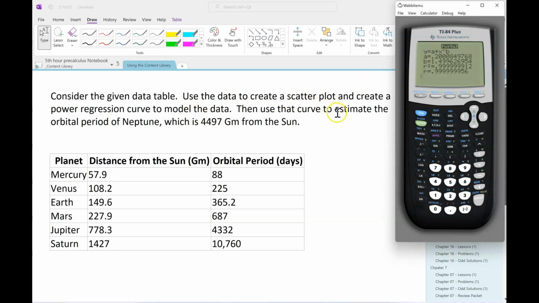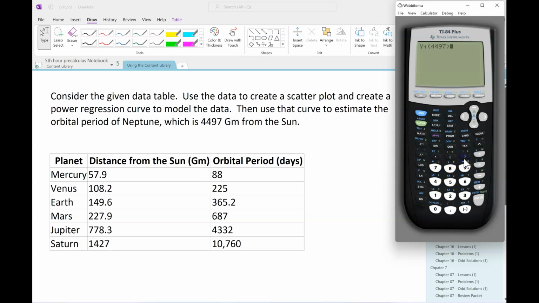There's my curve. And then to estimate the orbital period of Neptune, I basically need to plug 4,497 in for x. The easiest way to do this, since I've put this into my Y1 menu, is to do Y1 of 4,497. So I'm going to retrieve the Y1 variable again. I'm going to press vars, over to the YVars tab, select the function option, and then select y1 from the list, and then I'll put the parenthesis.